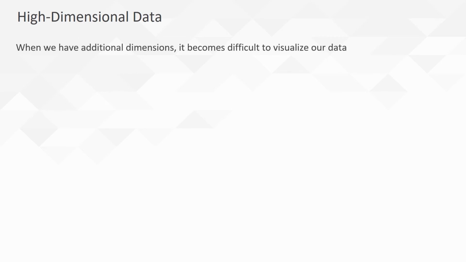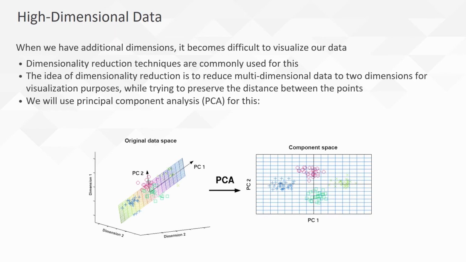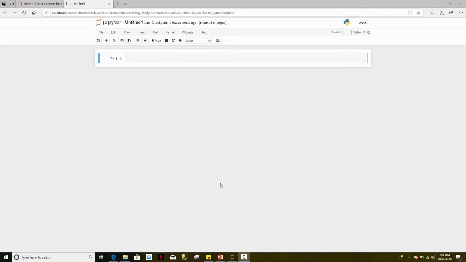When we have additional dimensions, it becomes difficult to visualize our data. And dimensionality reduction techniques are commonly used for this. The idea of dimensionality reduction is to reduce multidimensional data to 2 dimensions for visualization purposes while trying to preserve the distance between points. We will use principal component analysis, PCA, for this. So let's do another exercise and see what we're talking about here, dealing with high-dimensional data.